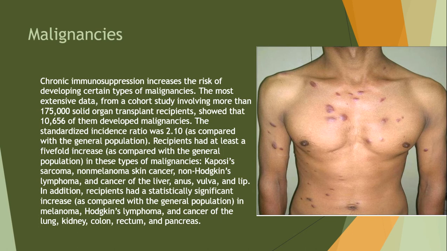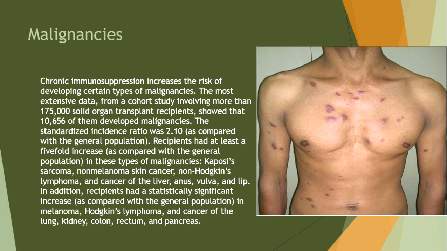Malignancies. Chronic immunosuppression increases the risk of developing certain types of malignancies. The most extensive data, from a cohort study involving more than 175,000 solid organ transplant recipients, showed that 10,656 of them developed malignancies. The standardized incidence ratio was 2.1 as compared with the general population. Recipients had at least a five-fold increase as compared with the general population.